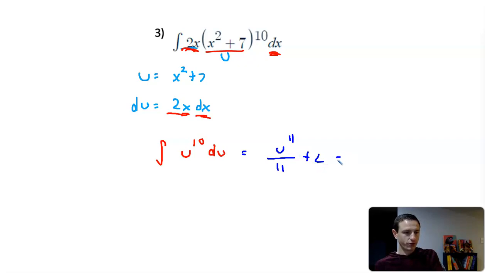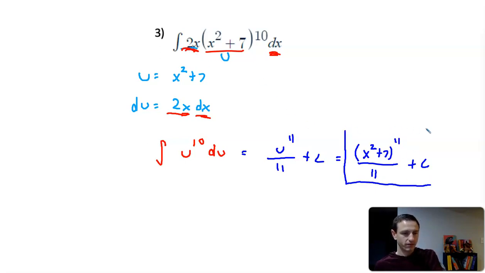And then you want to make sure you substitute back in your u. So u is x squared plus 7, raised to the 11th, over 11, plus that constant. And since we're looking at indefinite integral, we have to have that plus c there. So very important. And here's our answer.